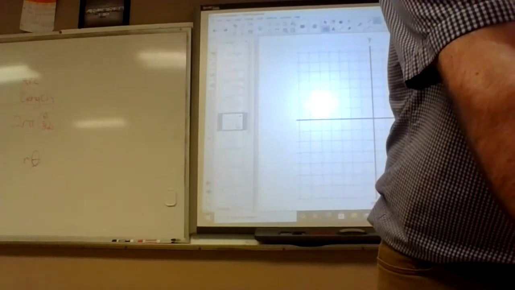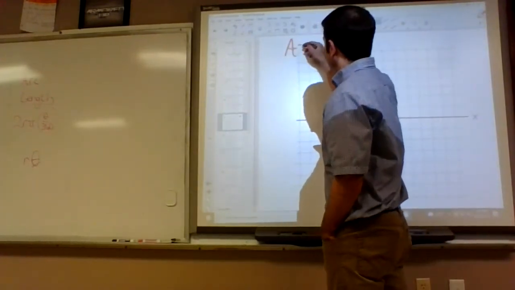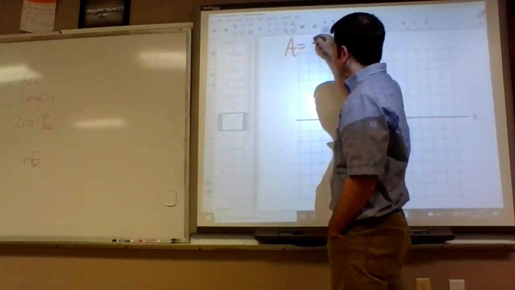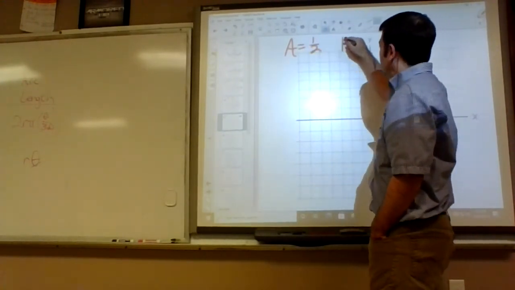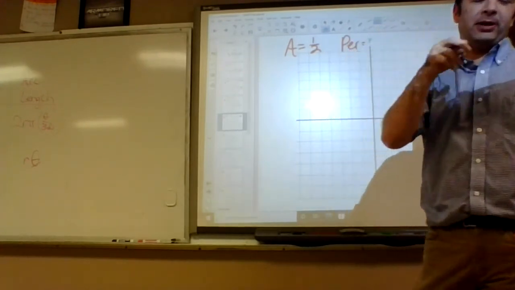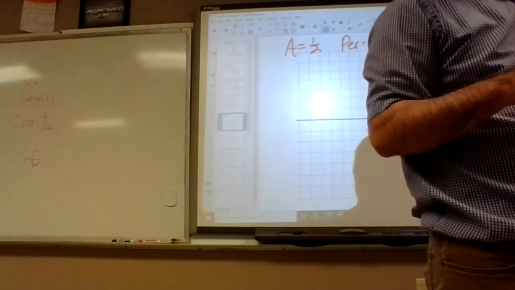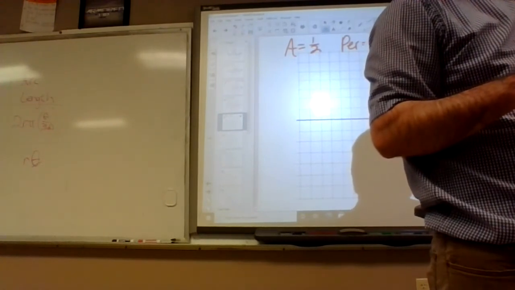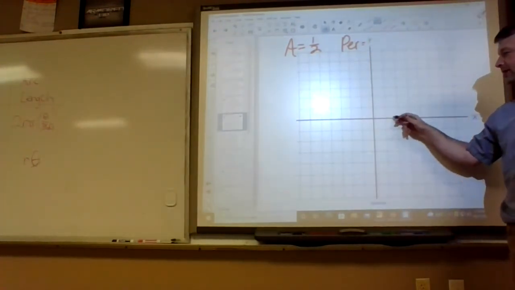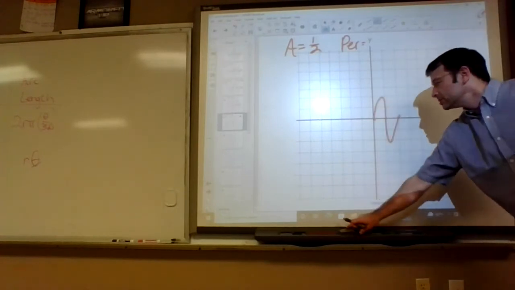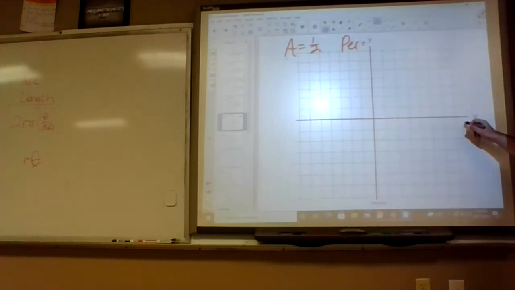Okay. Number 9. What's the amplitude on number 9 going to be? 1/2. Just the number in front. Okay. The period on 9 is going to be 2 pi divided by 2 pi. So 1. But I don't want to put 1 right here, because it'll be easier if I just put 1 out here.